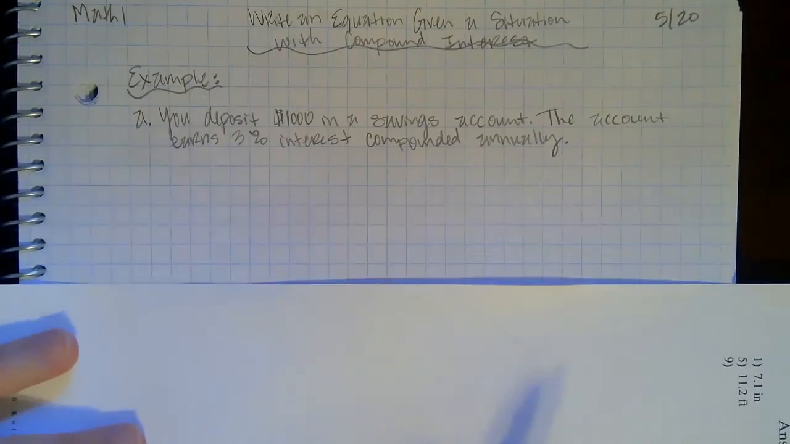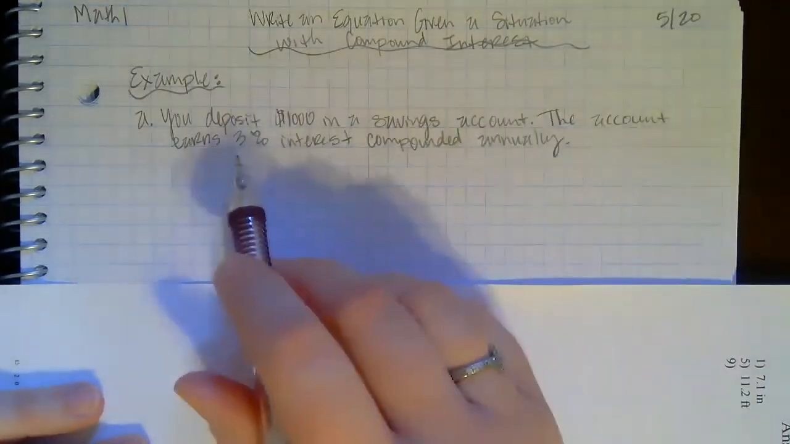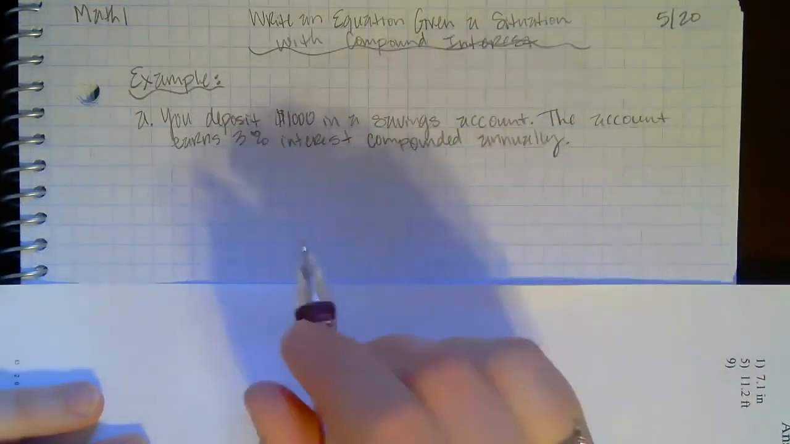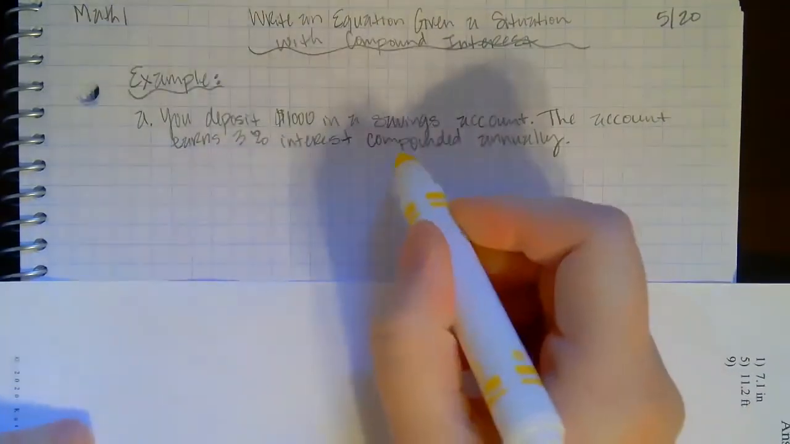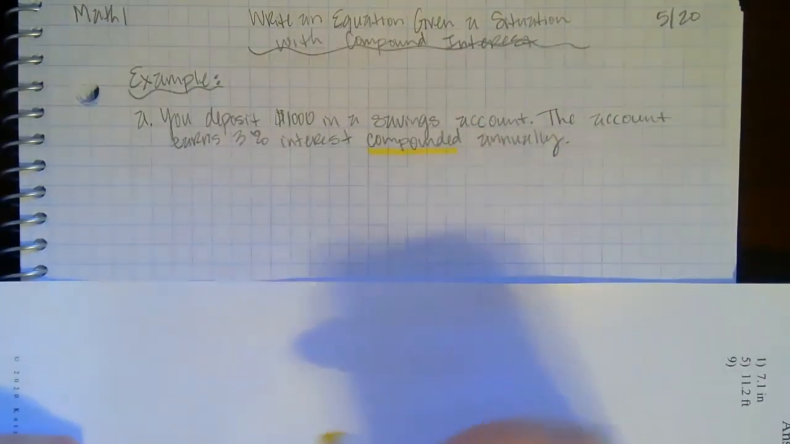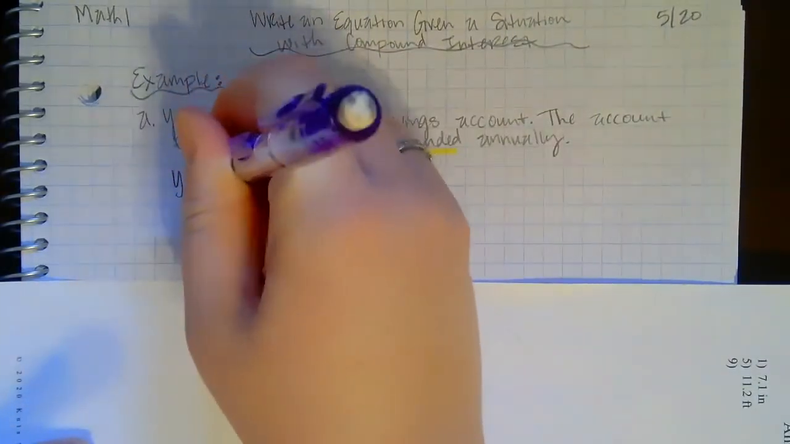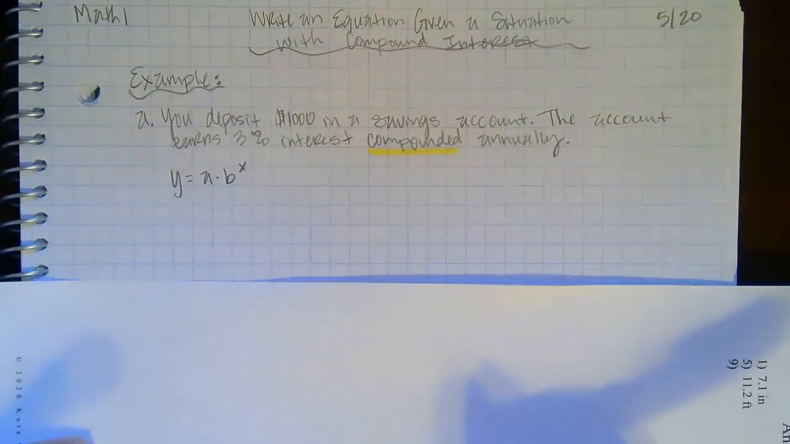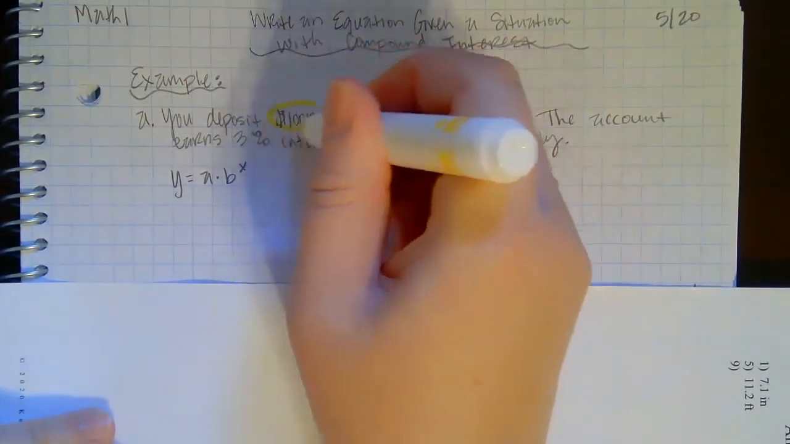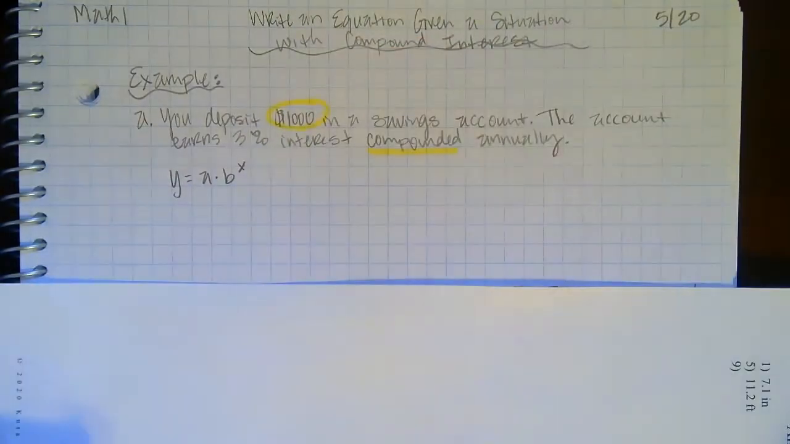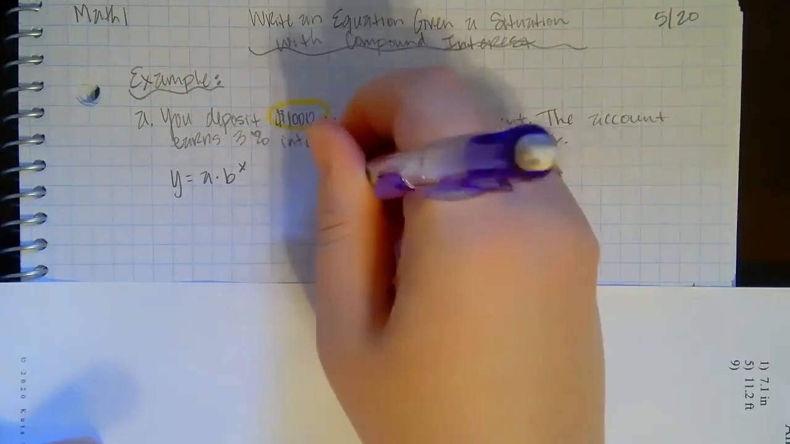It says you deposit $1,000 in a savings account. The account earns 3% interest compounded annually. So keywords, obviously we can see that it says it's compounded. Compounded means I'm going to be using my exponential equation, right? So y equals a times b to the x. Second thing I notice is that it says I deposited $1,000. So depositing $1,000, that means that's where I'm starting. So that means that my a value is going to be 1,000.